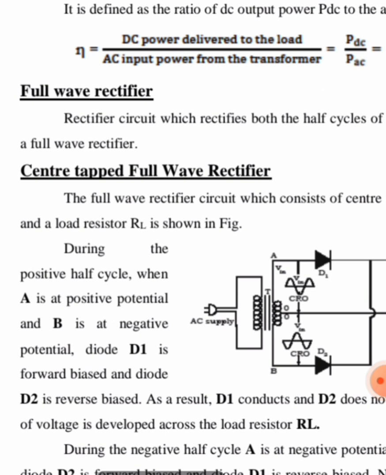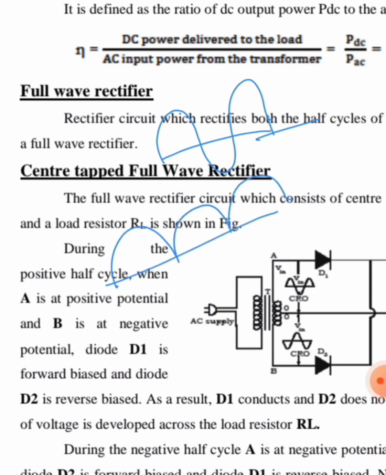I mean to say, the AC input signal contains both positive as well as negative half cycles. In a half wave rectifier, only half of the cycles were appearing across the load. But here in the full wave rectifier, both of the half cycles will be appearing at the load, so I'll be getting the waveform either like this or like this. This is the positive DC signal and this is the negative DC signal.